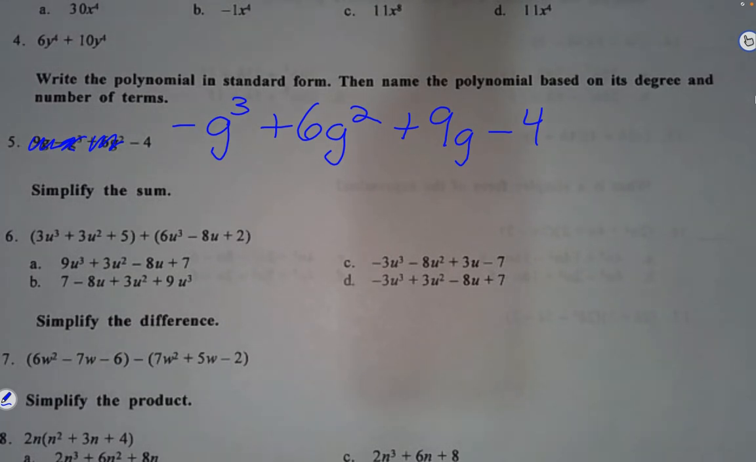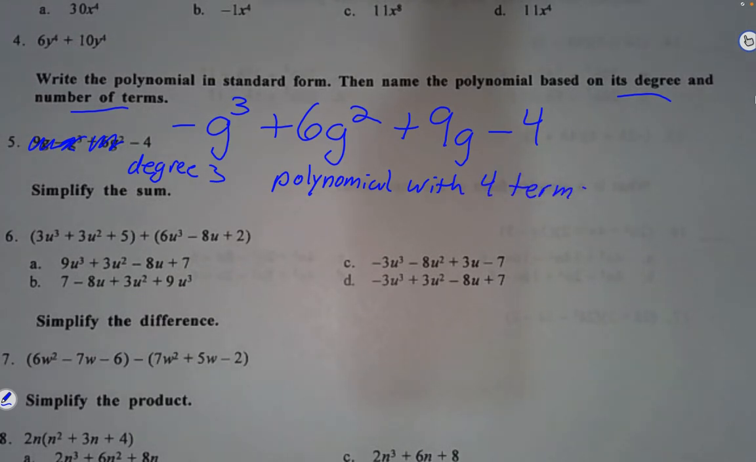Now we name it. So it is a degree what? 3. Degree 3. And if it's one term, it's a monomial. If it's 2 terms, it's a binomial. If it's 3 terms, it's a trinomial. Is it 3 terms? It's 4 terms. So you're just going to say, it's a 4-term polynomial, or polynomial with 4 terms. Or you could just call it a polynomial. You want to say 4 terms? Yeah. But you would say degree 3, because it says based on degree, and then the number of terms. So polynomial with 4 terms.